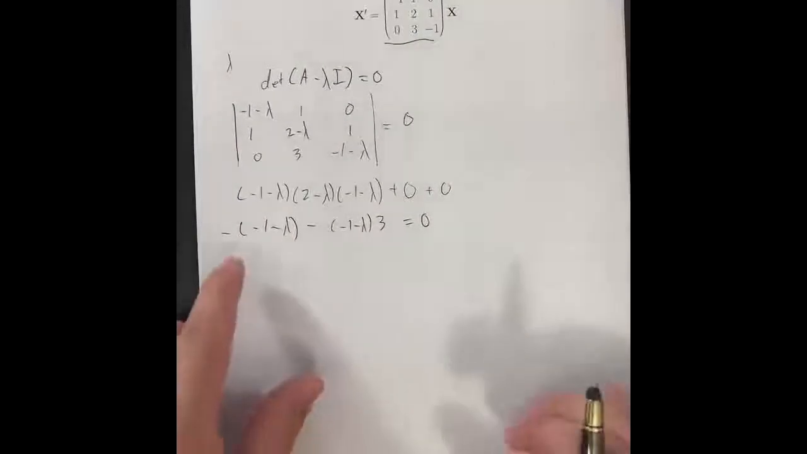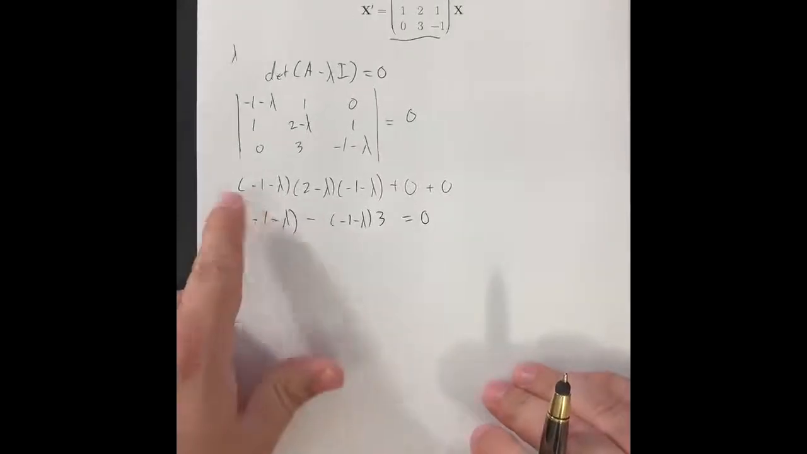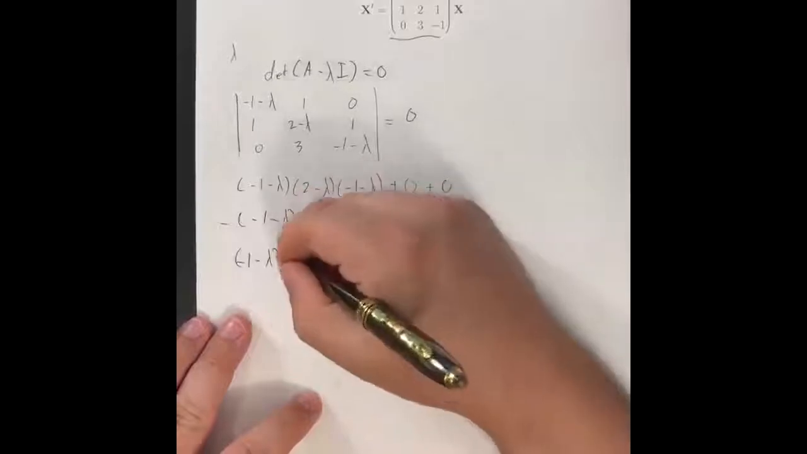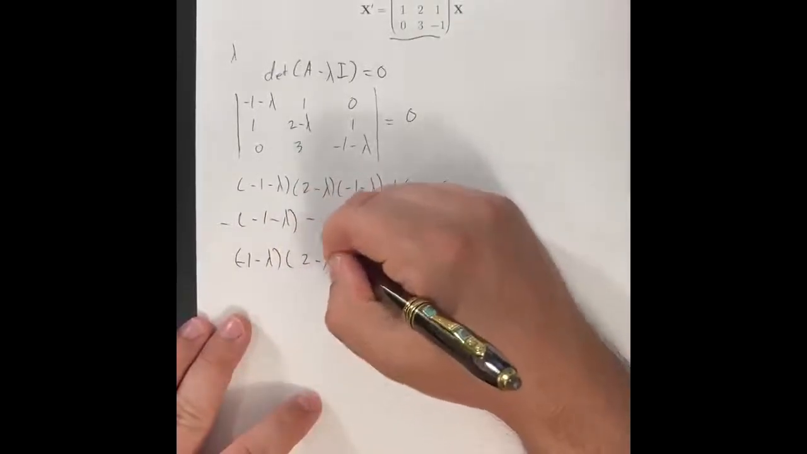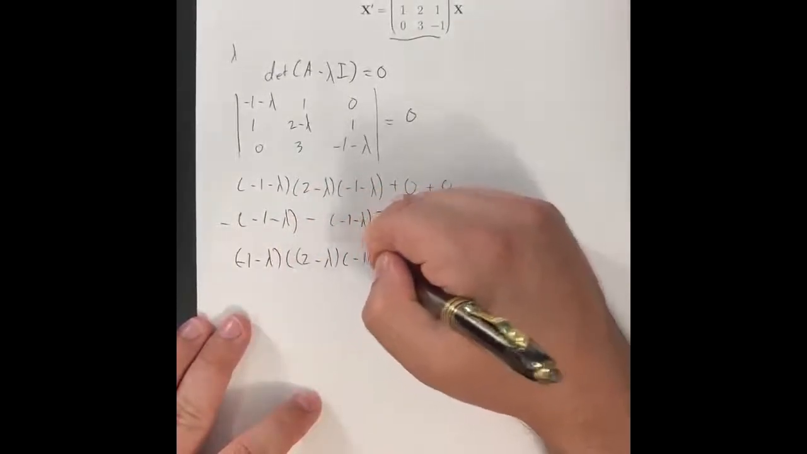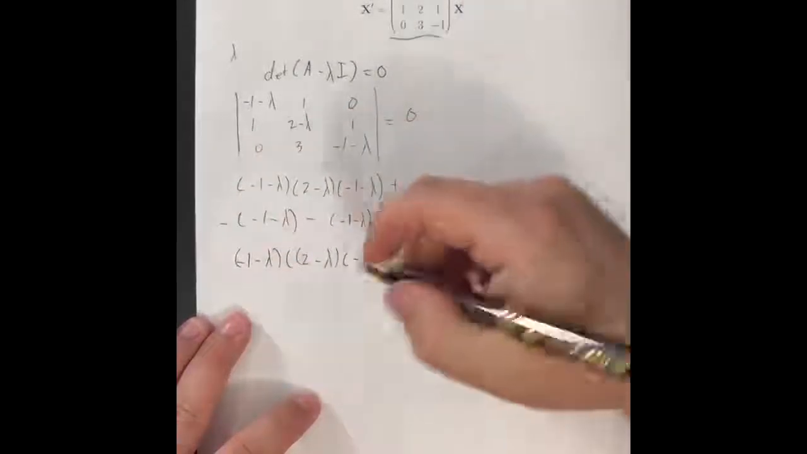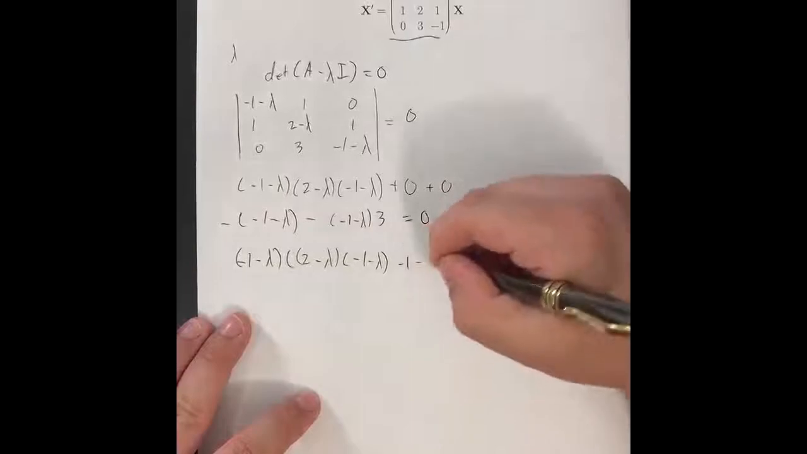A nice thing happens: we have this negative 1 minus lambda everywhere, so I can factor that out. So what do we have left? We have negative 1 minus lambda, times 2 minus lambda, times negative 1 minus lambda. Okay, those are gone. We have a minus 1, and we have a minus 3.